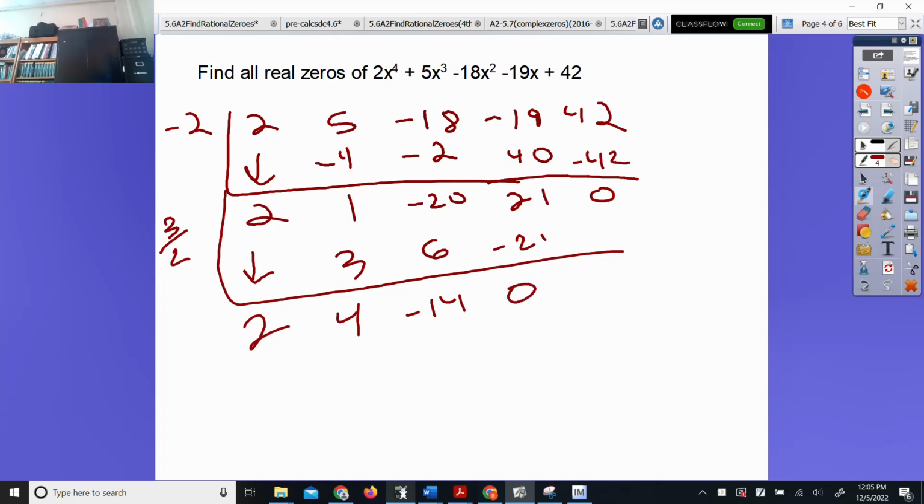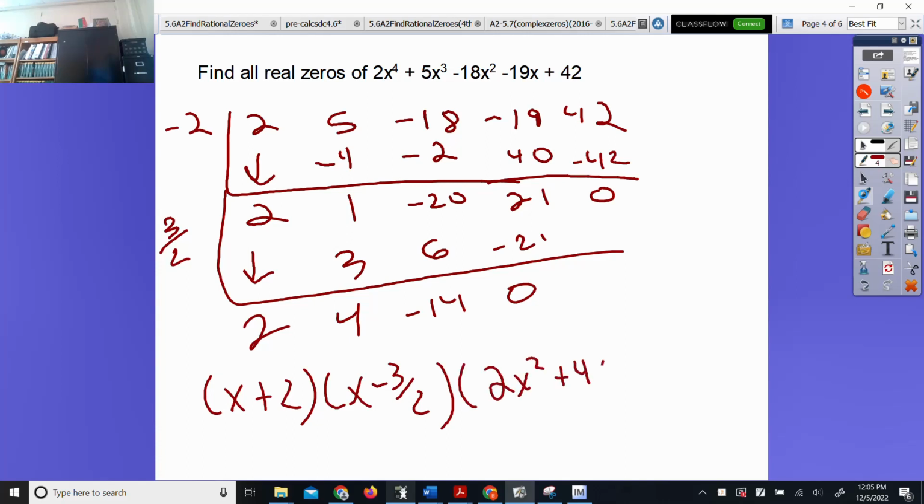All right, here's what we got. We factored out x plus 2. We factored out x minus 3/2. And what are we left with? Look back at your notes. Remainder, constant, x squared. What are you left with? I'm good with that.